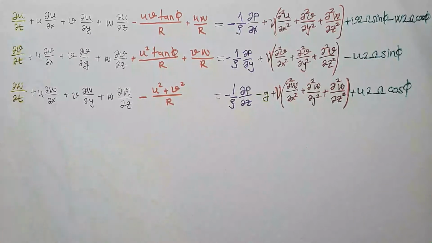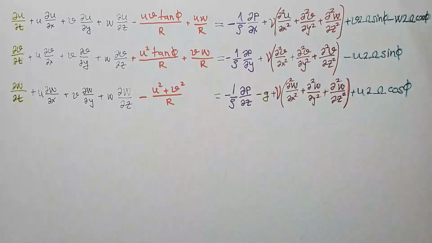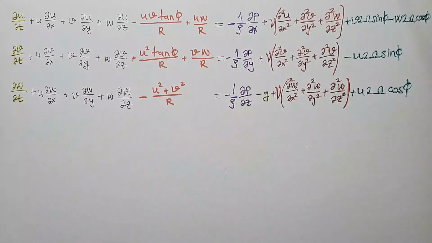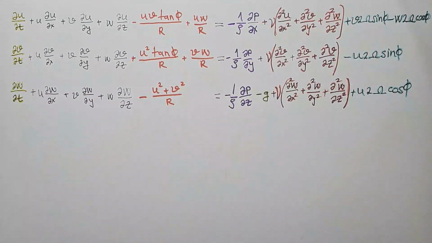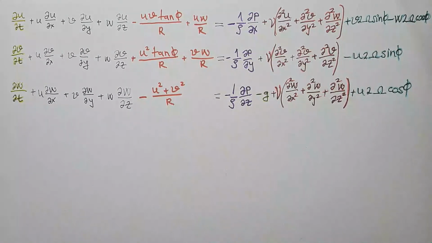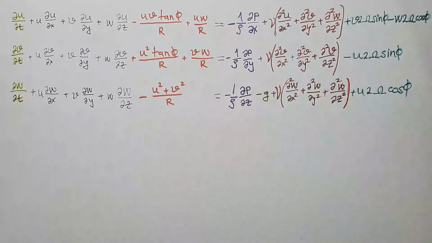First terms on the left are local derivatives of three velocity components u, v and w. u and v are two horizontal components. u is positive towards the east, v is positive towards the north, and w, which is vertical velocity, is positive upwards. These terms tell us how velocity changes with time t at a fixed point in space. So these are basically prognostic terms. They give us forecast.